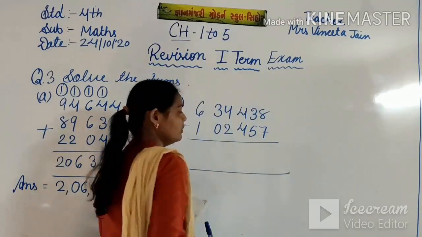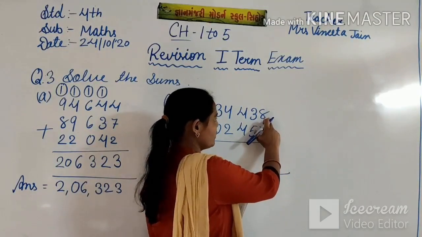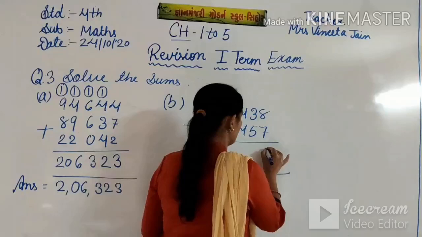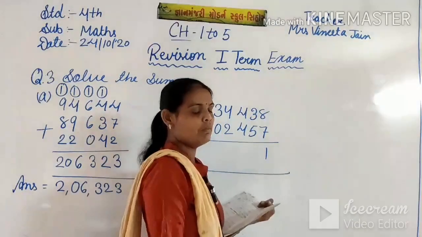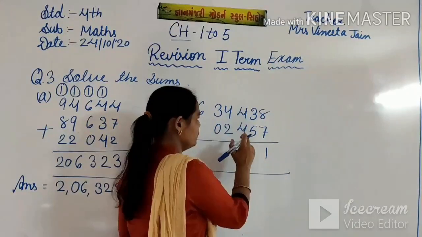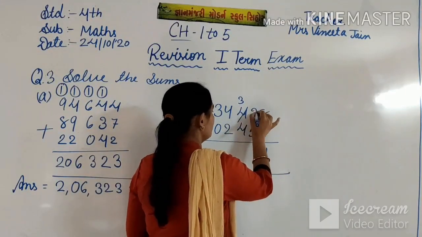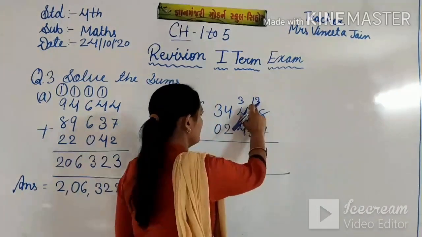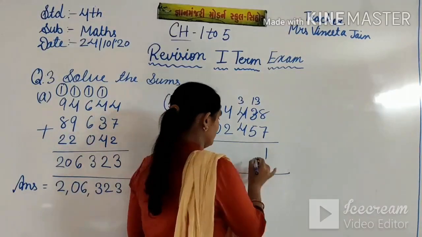Now we do subtraction. Okay, students. So now we will start subtraction from ones place. 8 minus 7, 1. Then 3 is less than 5, so we will borrow from the next digit 4. 4 will become 3 and 3 will become 13. Okay, students. Next, 13 minus 5, 8.